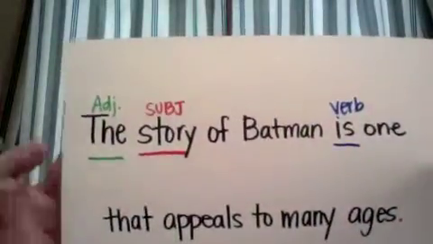Alright, let's start with the word the. The story of Batman. Well, the modifies story. So I'm going to take my green marker and I'm going to mark that as an adjective. So I have the story. Now, do you remember what of does? The story of Batman. Of is going to be orange because of is a preposition.